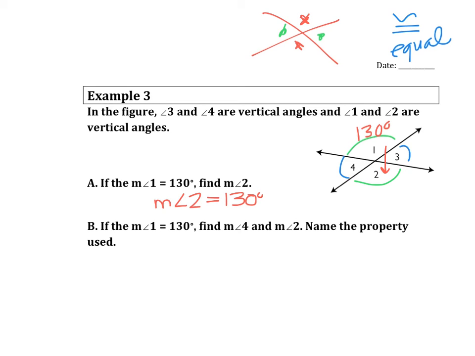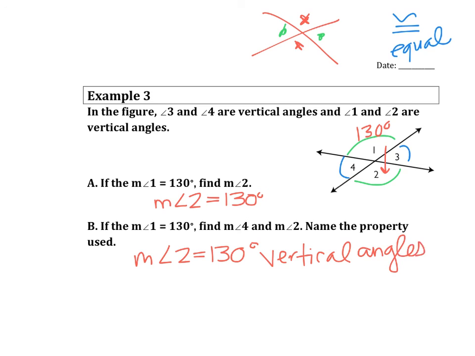Now let's discuss the next question. It says, if the measure of angle 1 is 130, which we just saw, find 4 and 2. So we already know 2. 2 is 130, and we have to say why. So why did we know angle 2 was 130? Because it's vertical angles. Vertical angles are congruent. And that's a bad symbol, but I didn't draw it really nicely. I'll fix it. Vertical angles are congruent.